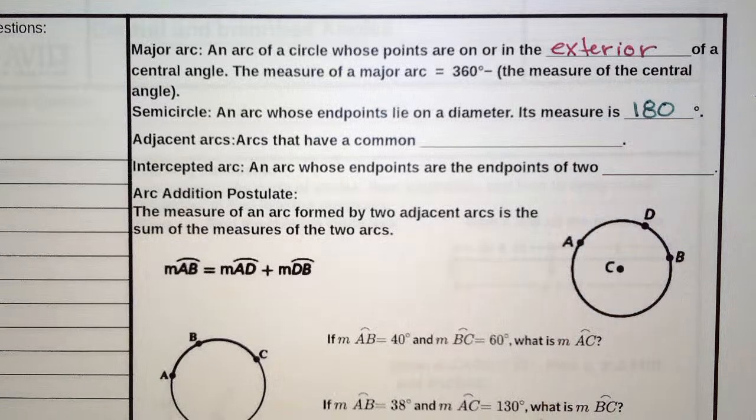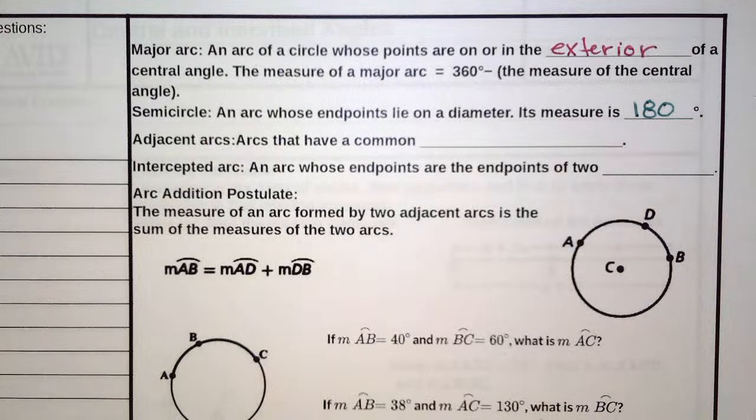So, wow, I've heard that before. Where have I heard 180 degrees before? The degree measure of a straight angle is 180 degrees. The sum of the interior angles of a triangle is 180 degrees. Now we find out that the degree measure of a semicircle is 180 degrees. 180 degrees is quite popular.